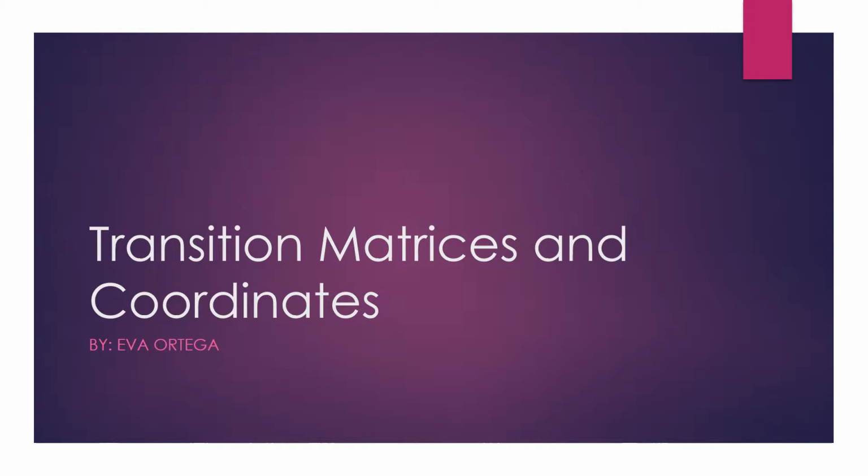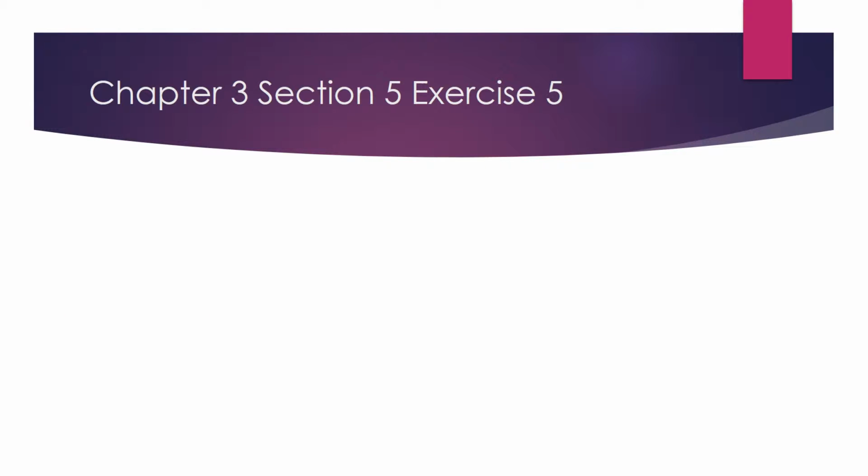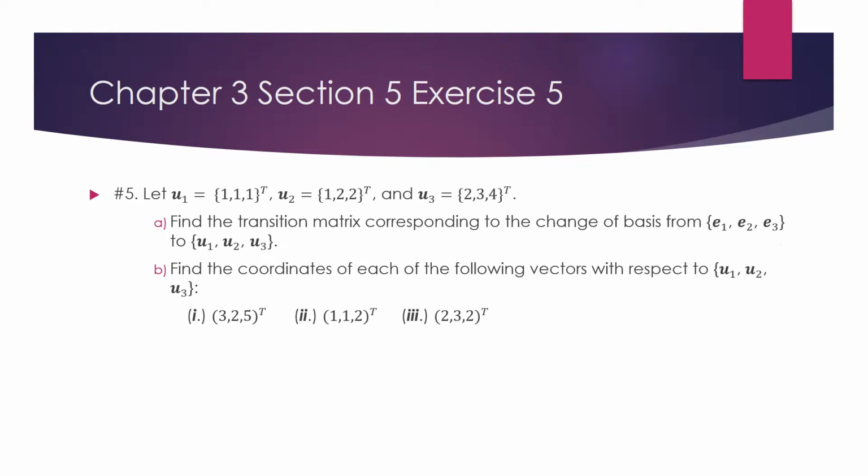I'm Eva Ortega and I'm going to work a problem consisting of transition matrices and coordinates. This problem is from chapter 3, section 5, exercise 5. The problem states, let U1 equal [1, 1, 1] transpose, U2 equals [1, 2, 2] transpose, and U3 equals [2, 3, 4] transpose.